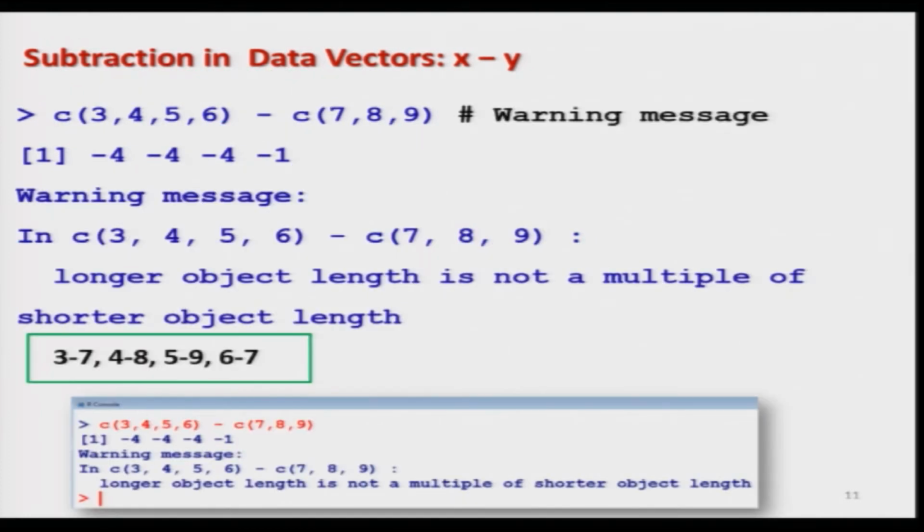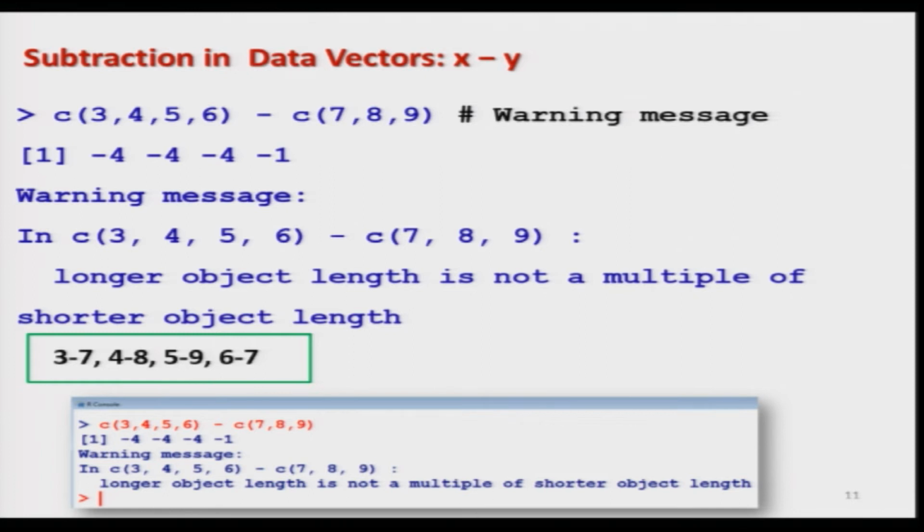And similarly, if you take the example where the total number of elements in the two data vectors are not exact multiples, then the same thing will happen as in the case of addition. You will get an outcome in which, as far as possible, the element-wise subtraction will happen, and whatever is left will be operated on, but a warning message will come.